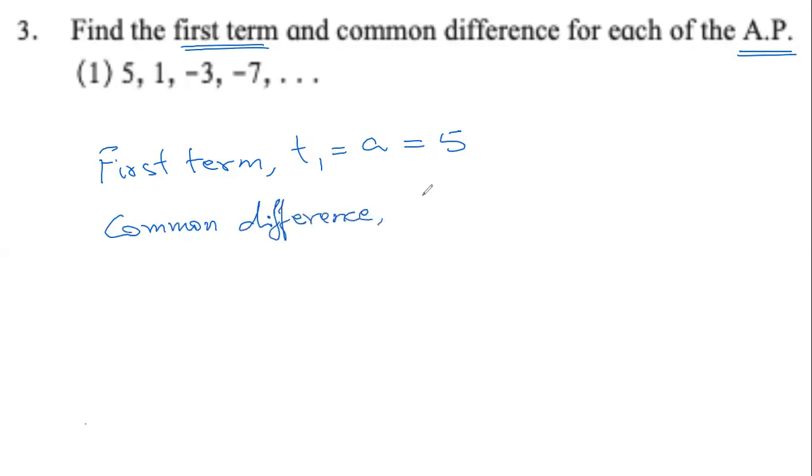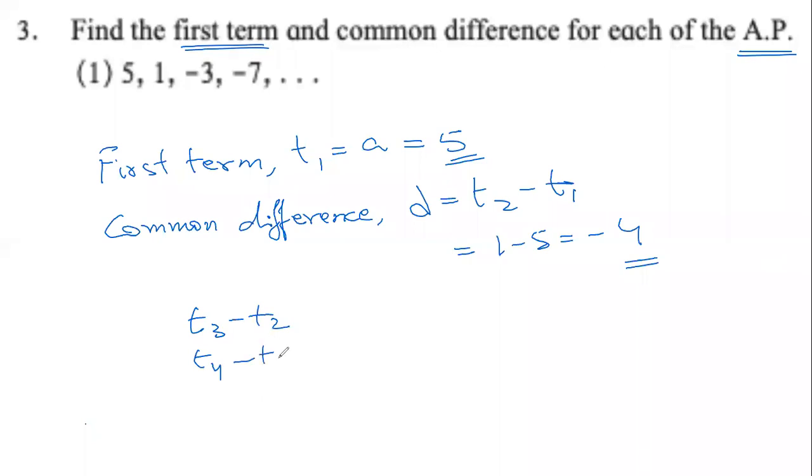remember it is represented by the alphabet D. What we will do is we will say T2 minus T1. Now T2 minus T1 equals 1 minus 5 equals -4. Now this answer is complete. Definitely complete. We don't need to do another subtraction. T3 minus T2, not required. We don't need to do T4 minus T3, not required. And the reason it is not required is it is already saying it is AP. Strictly speaking, these are not required.